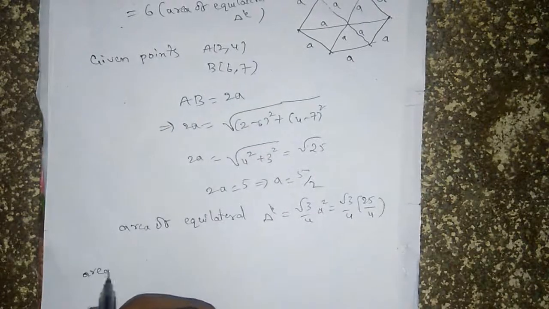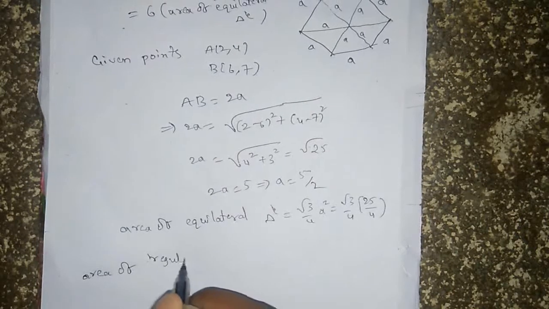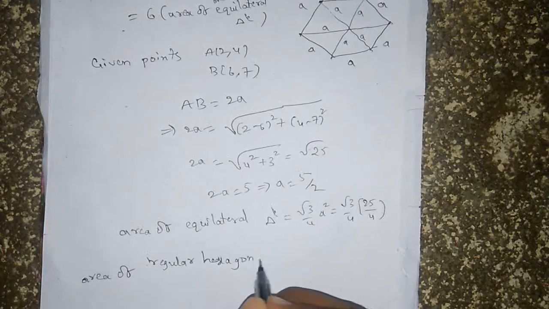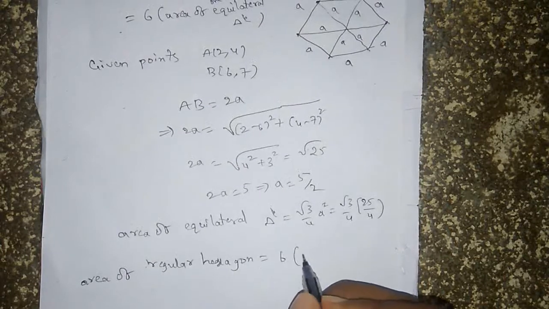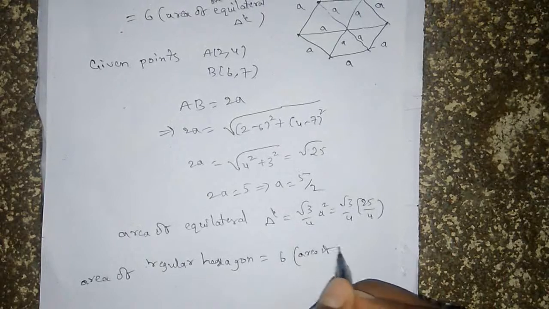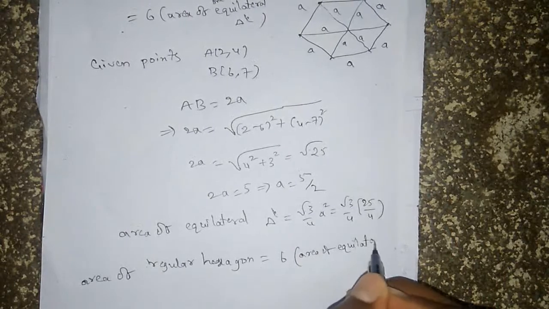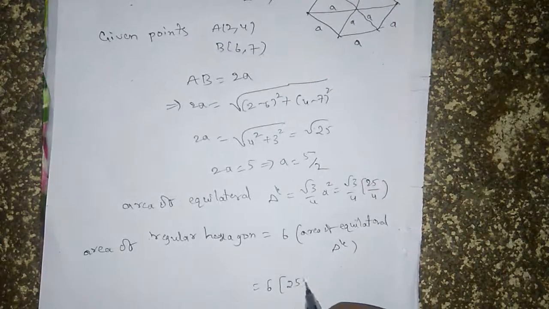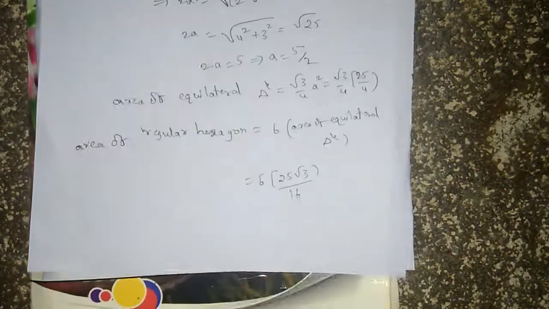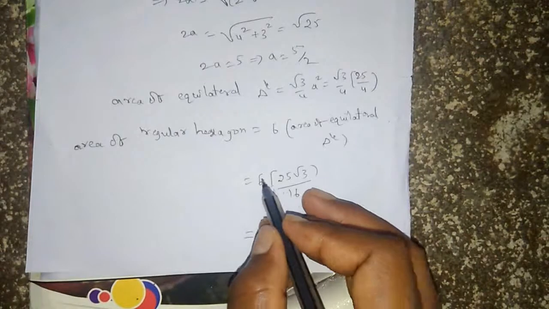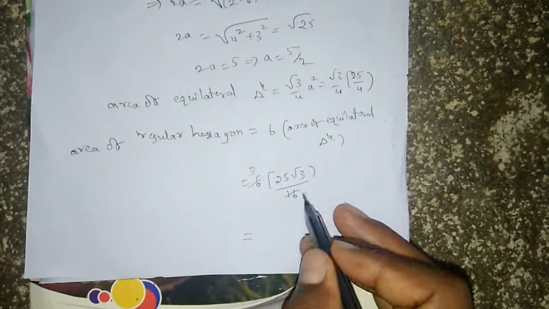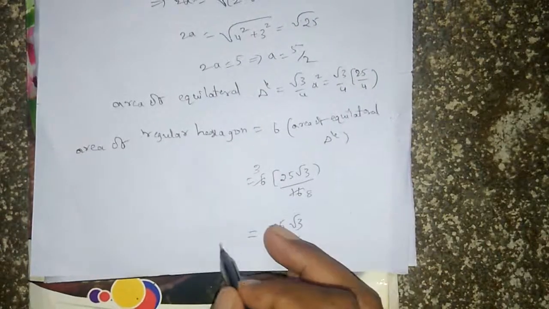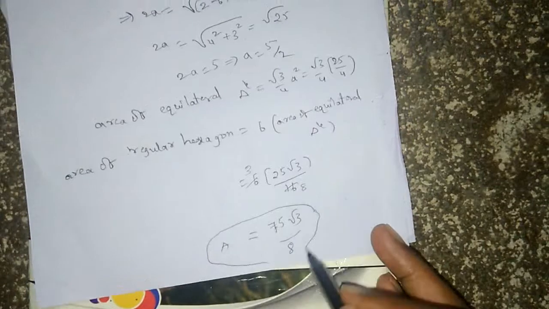It is root 3 by 4, a square is 25 by 4. Now area of regular hexagon is equal to 6 into area of equilateral triangle, 6 into 25 root 3 by 16. This is 3 to 2, 3s are, 2 8s are. This is 75 root 3 by 8 is the area of the regular hexagon.